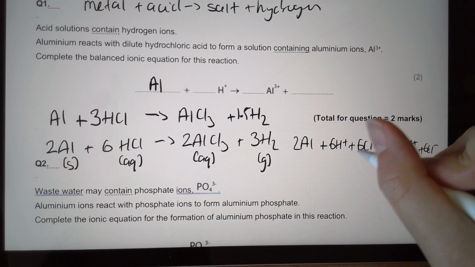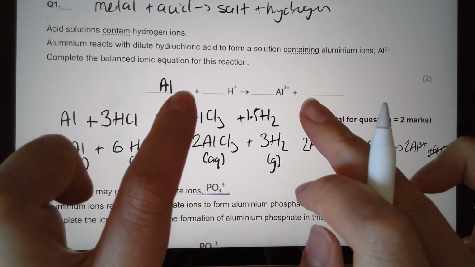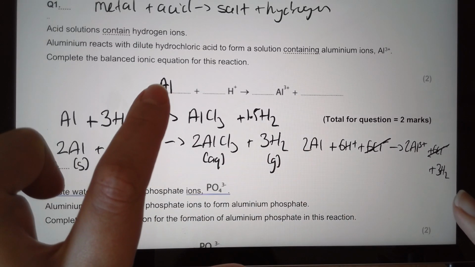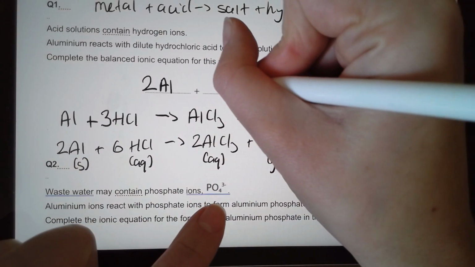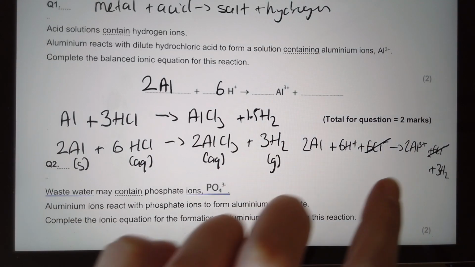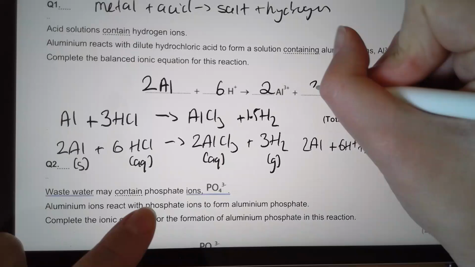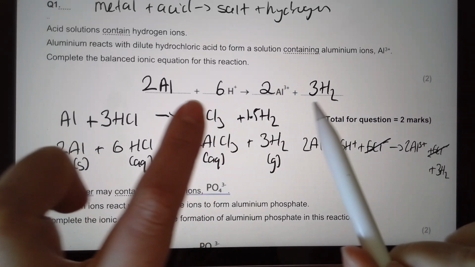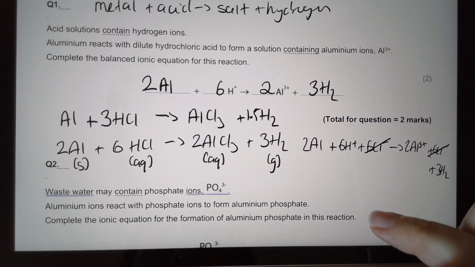So my chloride ions are spectators, they're gone, that's why they're not included here, because they end up cancelling. So what I do have is my aluminium, which I know has a 2 in front of it. I've got my 6H plus. On the other side, I'm going to need a 2 in front of that aluminium, and then I'm also going to have 3H2. Again, just make sure it's balanced, 6 hydrogens on each side, 2 aluminiums on each side. That was for 2 marks. That one was hard.